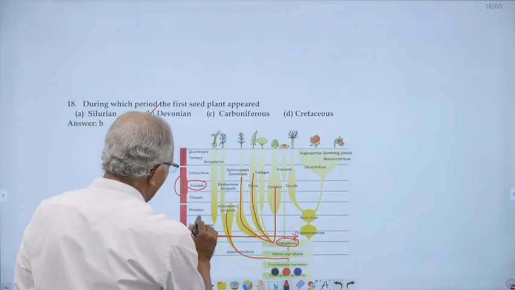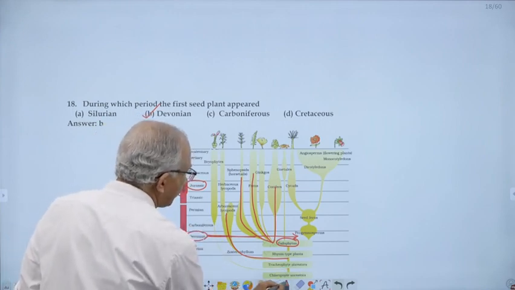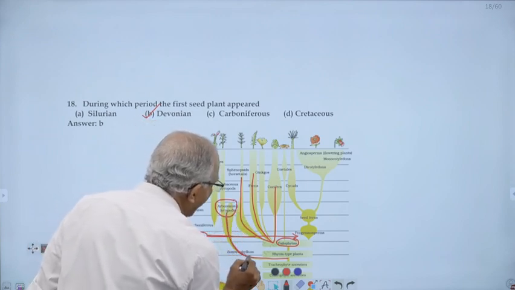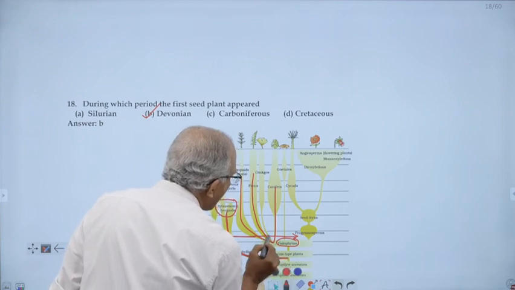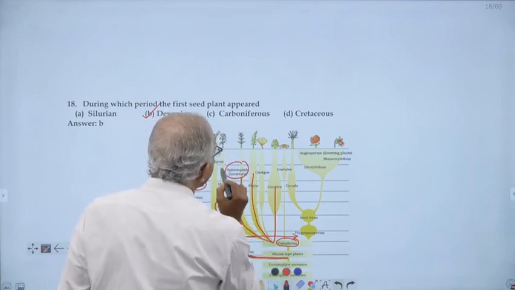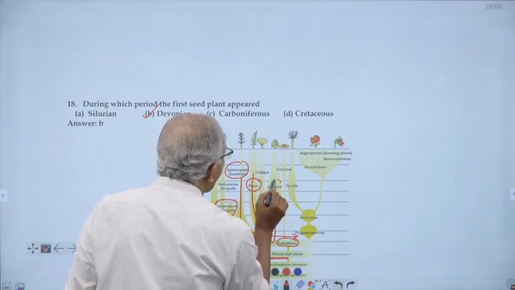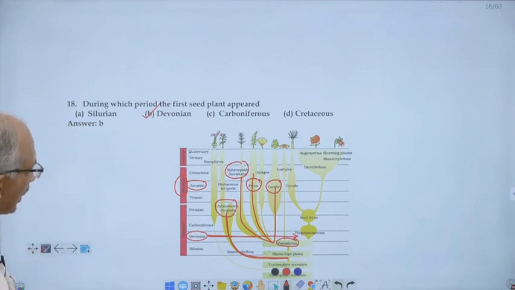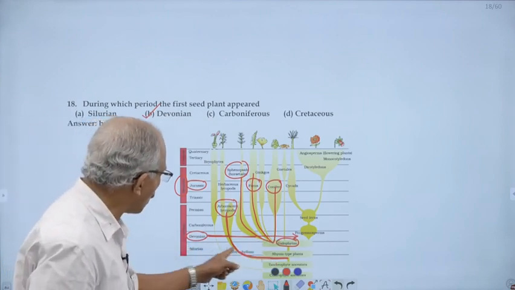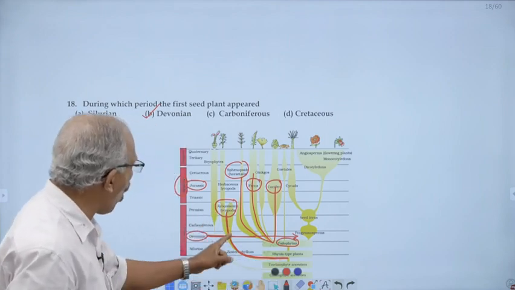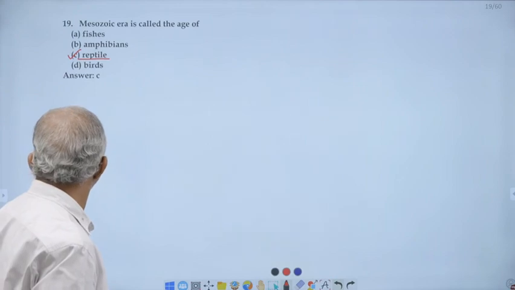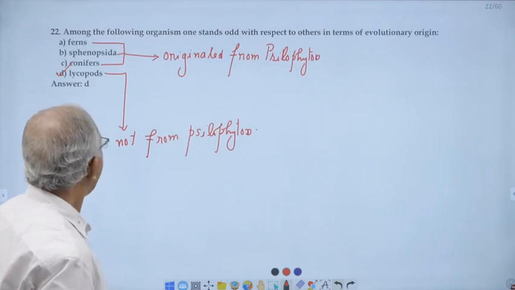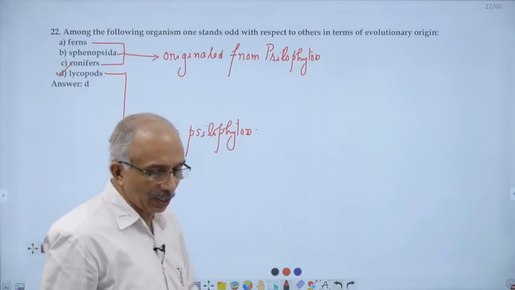So first, lycopods originated not from Xylophyton, but sphenopsids, ferns, conifers originated from Xylophyton. So it is odd. Lycopods are odd. Not from Xylophyton, it is given.